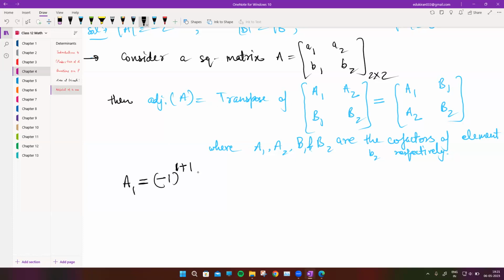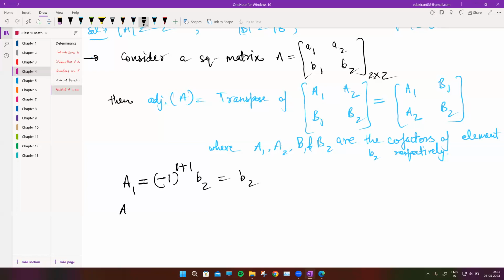Now, how to find the minor? Delete its row and its column. What are you left with? B2, only B2. So A1 will be -1 to the power 2, which is positive. So this becomes B2 only.